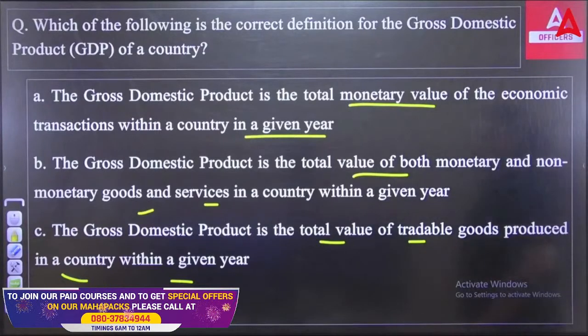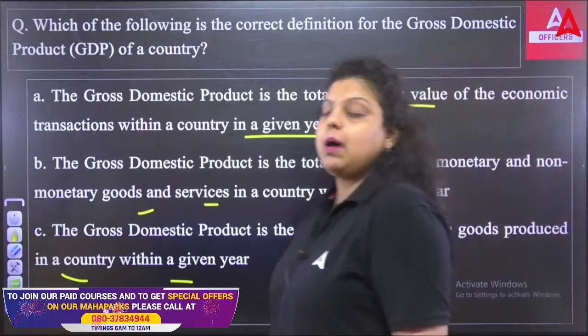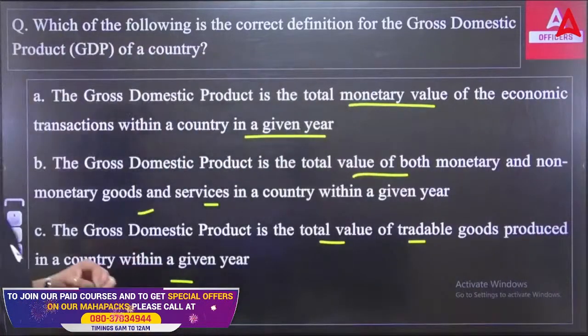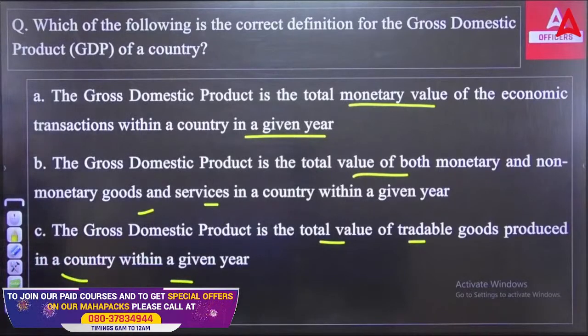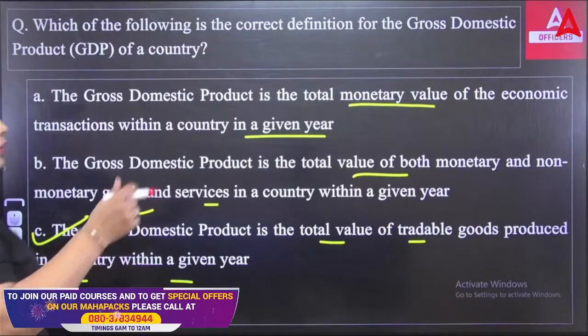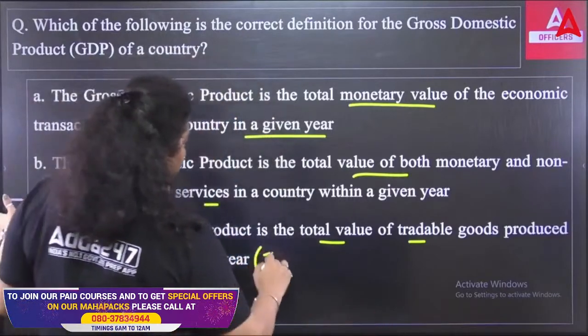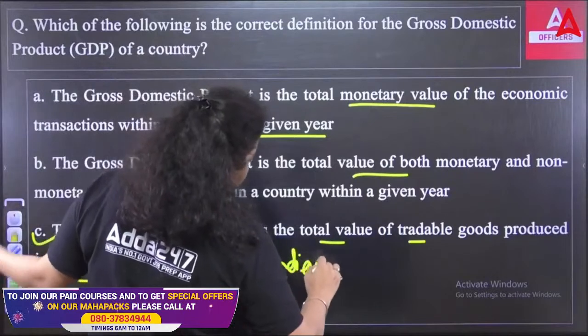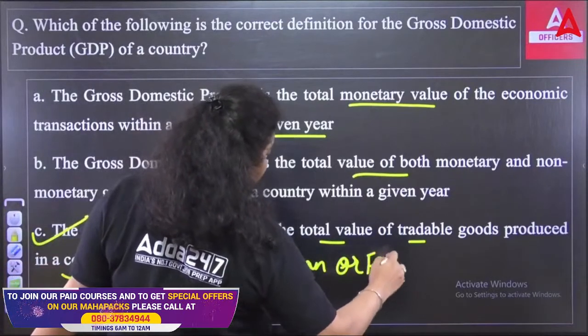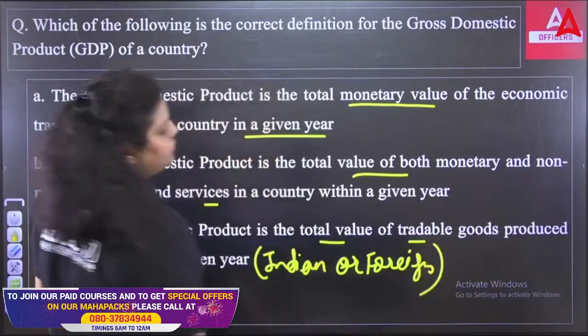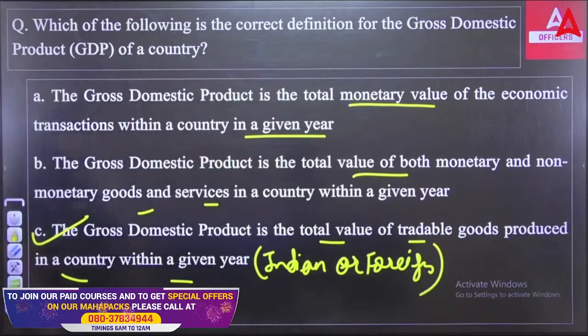So it's very simple. You are talking about the GDP, the production which happened within the geographical boundary of a country, that you have to calculate. And that will be calculated simply. The GDP is the total value of goods which is produced in a country within a year, whether it is produced by an Indian or a foreigner, doesn't matter. But it has to be produced within the geographical boundary of a country.